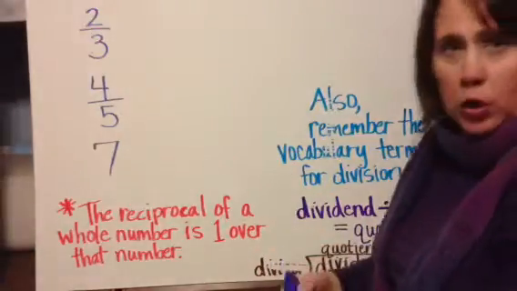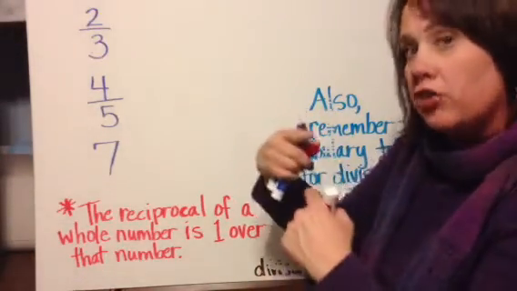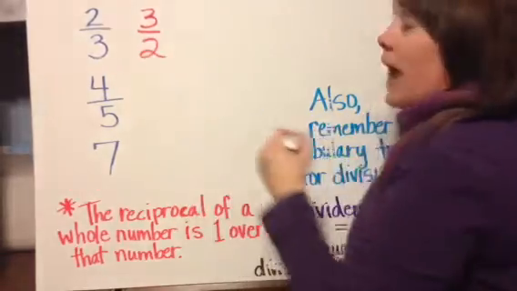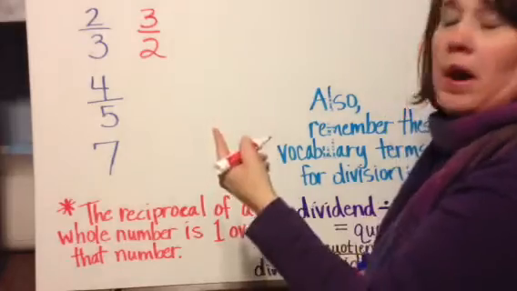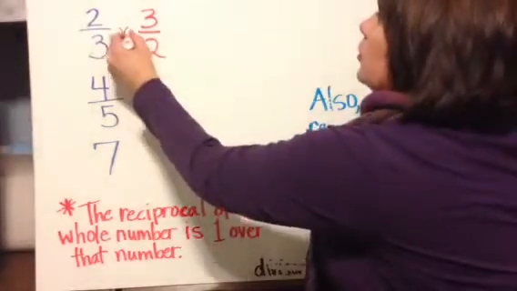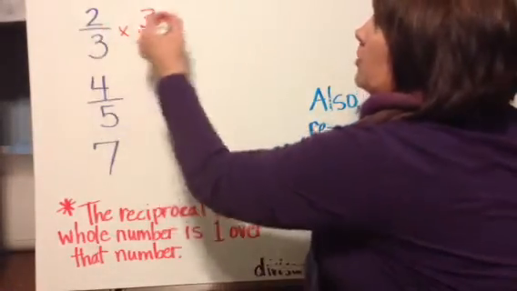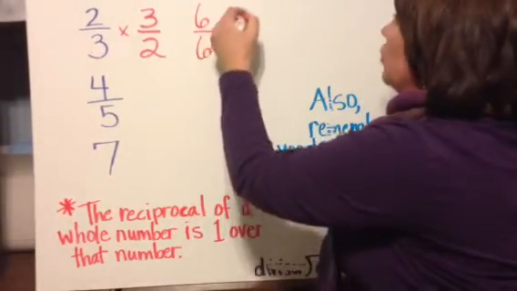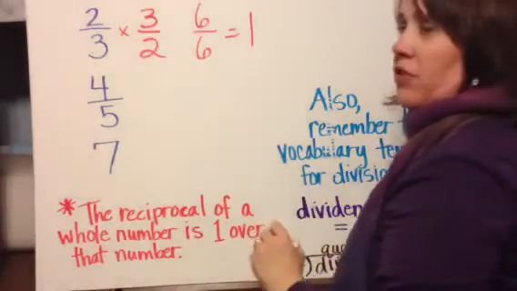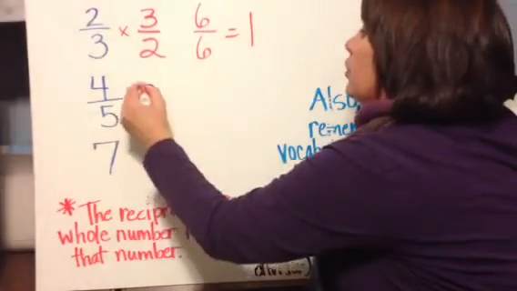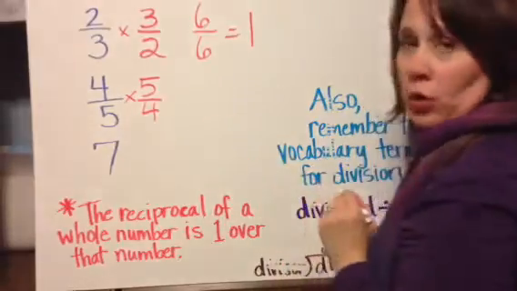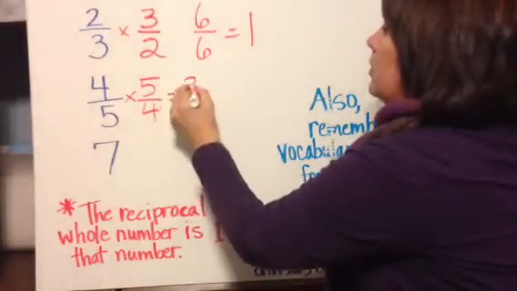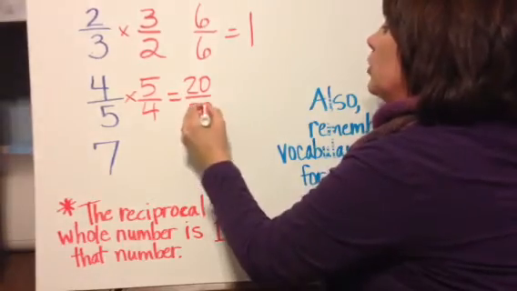2/3, the reciprocal of 2/3 is when I switch the numerator and the denominator, 3/2, and that's what I can multiply 2/3 by to get 1 whole. 2/3 times 3/2, 2 times 3 is 6, 3 times 2 is 6, and 6/6 is the same thing as 1 whole. Same with 4/5. The reciprocal of 4/5 is 5/4. I just reversed these, and then if I were to multiply, I would get 20/20, which is equal to 1 whole.